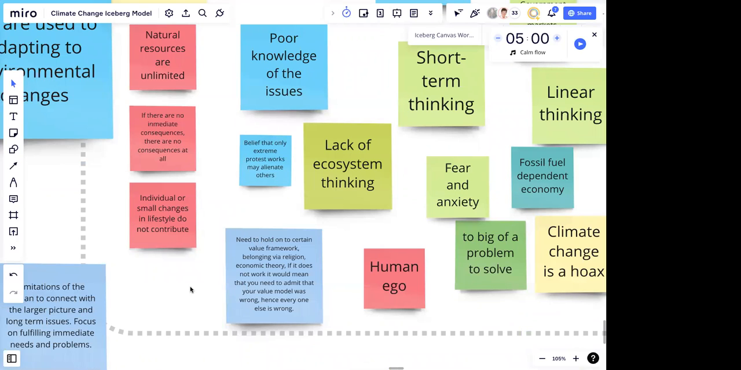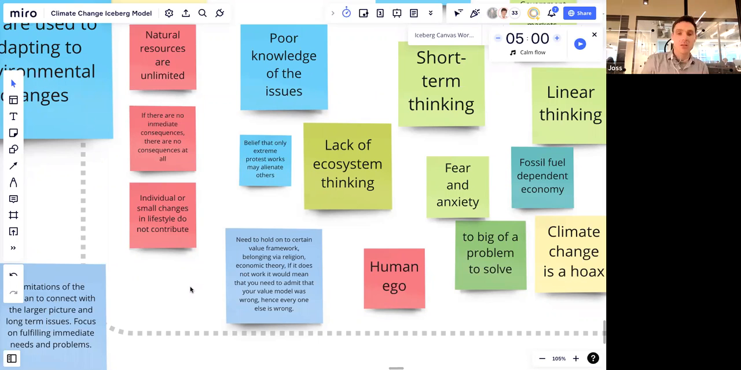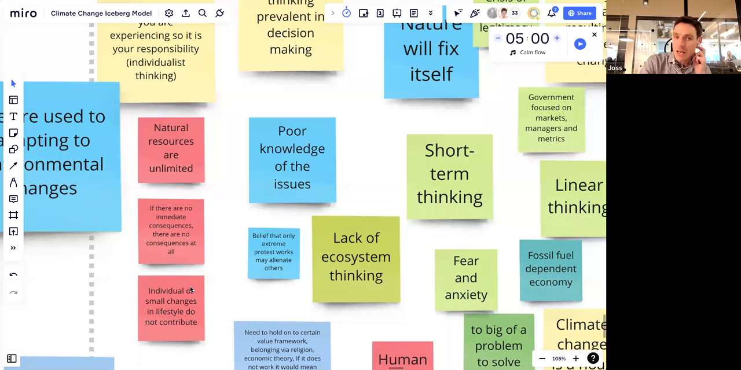Because if you say, okay, this is not working, then you admit that you failed as a human being to have the correct values. Hence, everybody else is wrong. Yeah, that's really good examples. Thank you, Henry. So true. Our paradigm, the stories we tell ourselves, can completely inhibit us from adapting and making the changes and even seeing the reality in front of us.